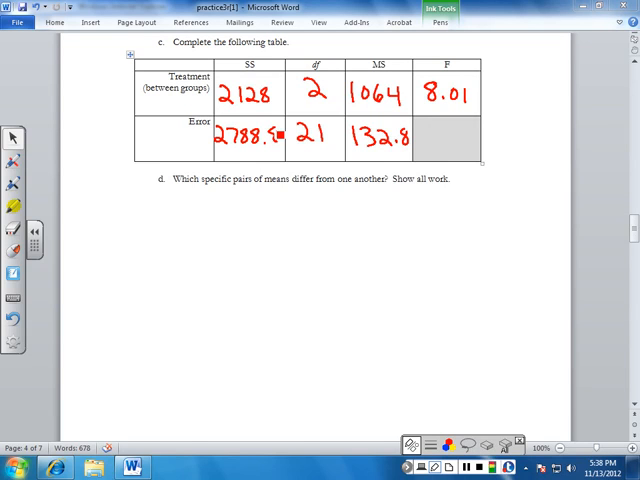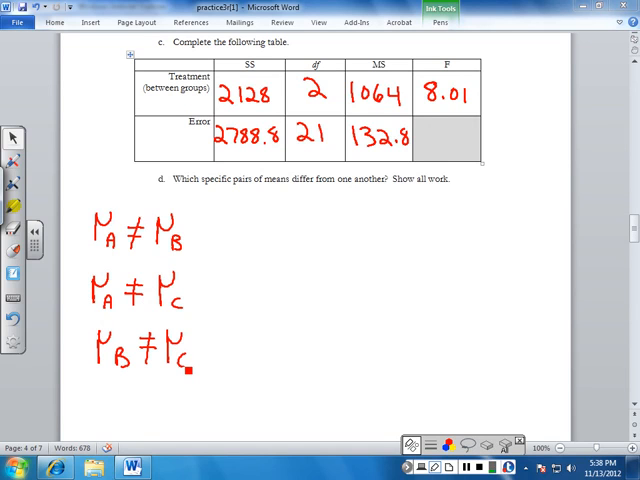Okay, so which specific pairs are different from one another? We concluded before that at least one of these was true. Mu A not equal to mu B. Mu A not equal to mu C. Mu B not equal to mu C. So we've already concluded that one or more of those is true.